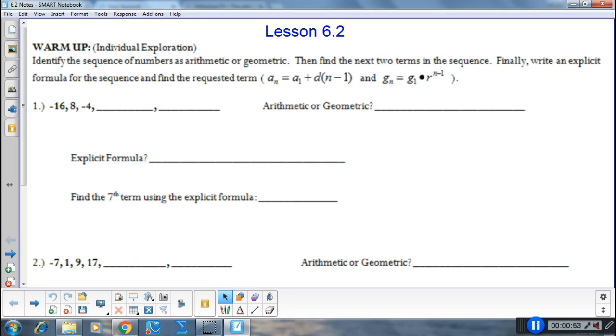Okay? First warm-up problem. Arithmetic or geometric? Geometric. Why is it geometric? Negative 1/2, multiplying by negative 1/2 every time. So that to me says geometric.